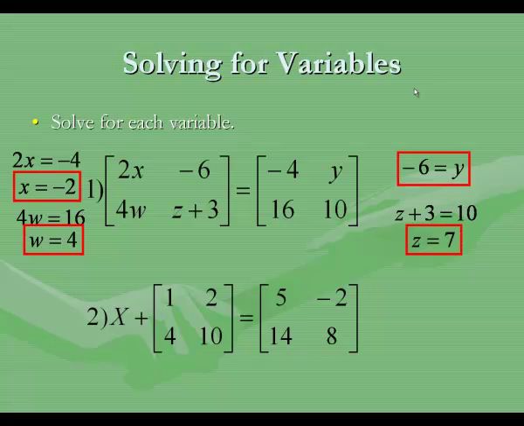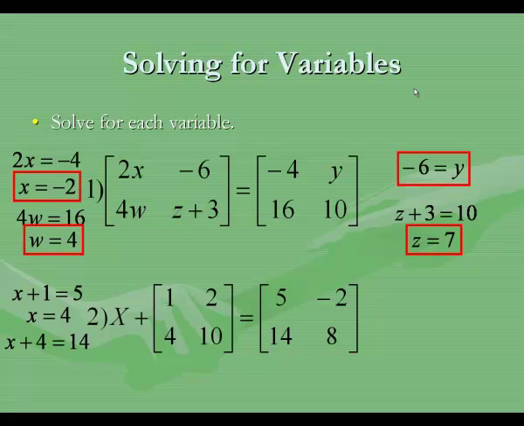Look at number 2. We're going to solve this one by setting up 4 different equations. For the first equation, we're going to work with everything that's in the top left. X plus 1 equals 5. Subtract 1, we get 4. 4 will be the top left answer of our matrix.